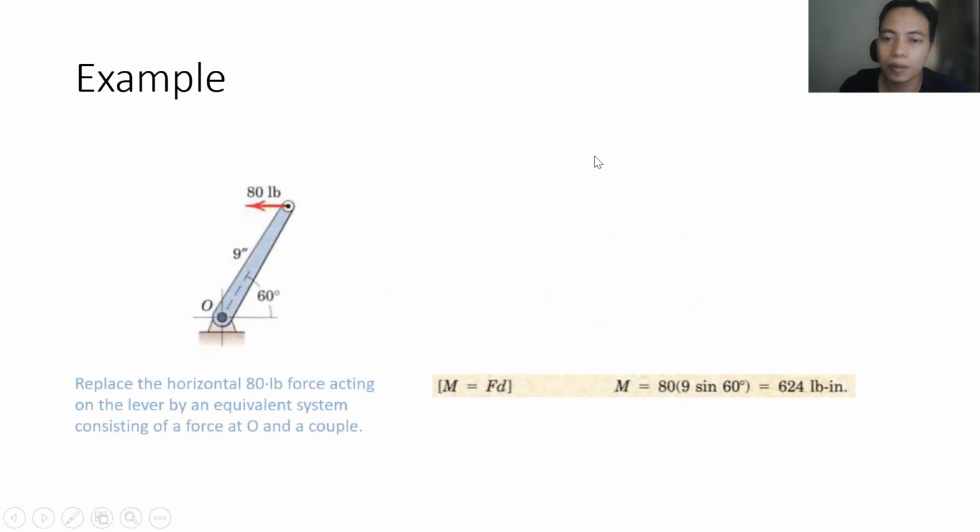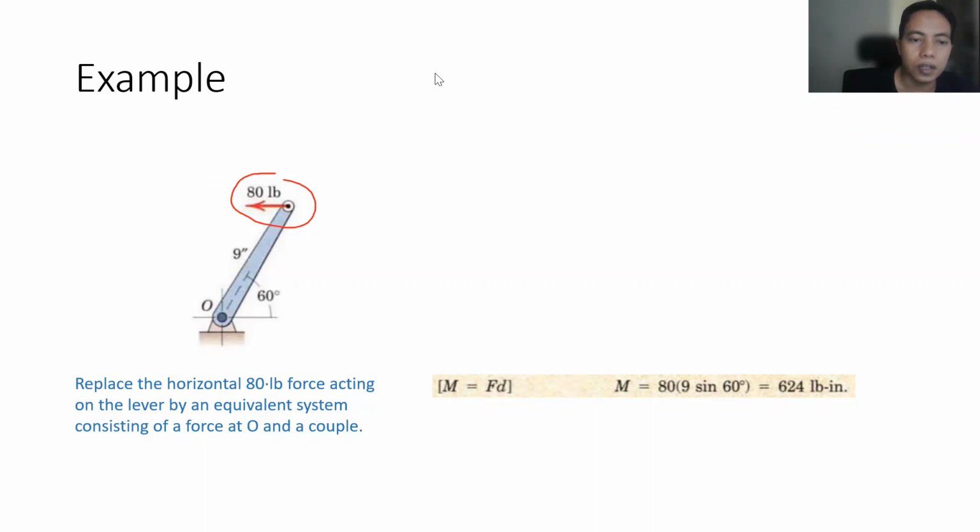So now let's see the example here. We have a crank, a link, which is at point O, and we apply the external force at the other end. So we will have to move this force from this point to point O and give an additional moment because we change the point of application, so that it is expected that we can draw the force at this point and the moment.